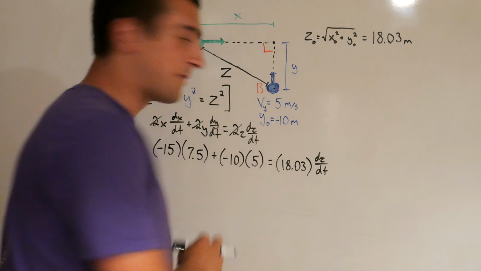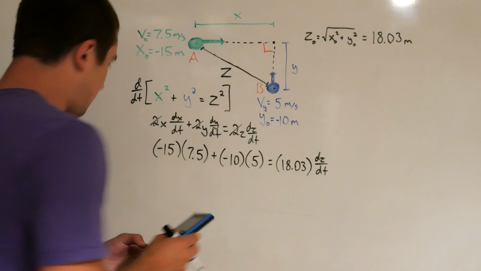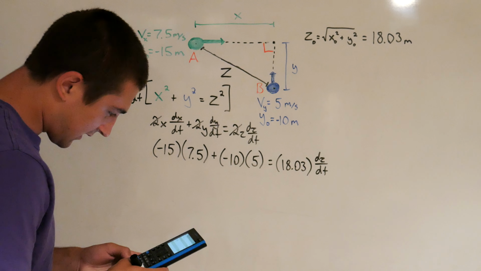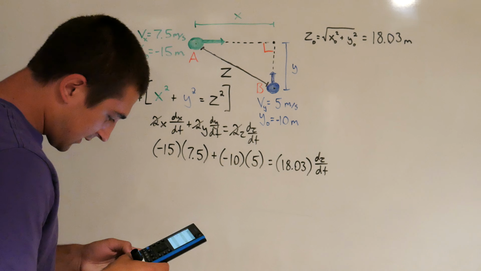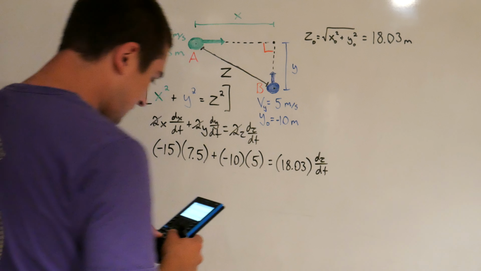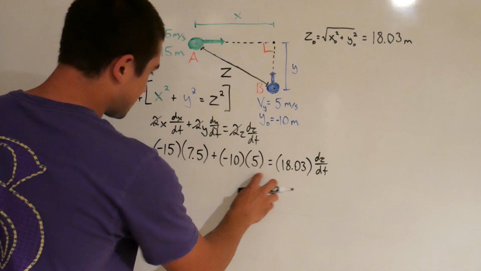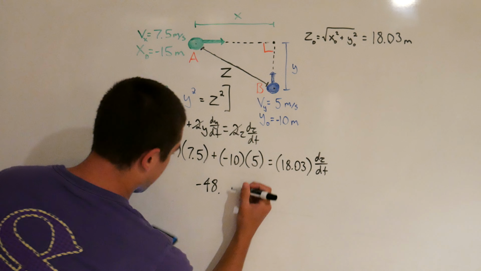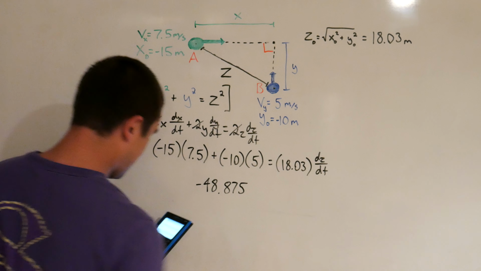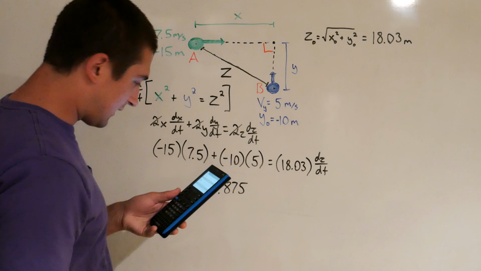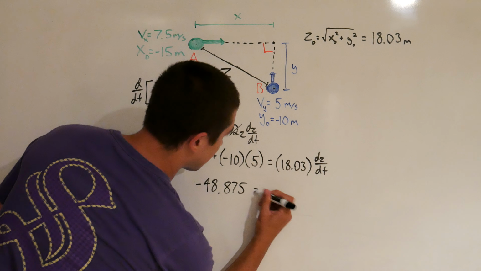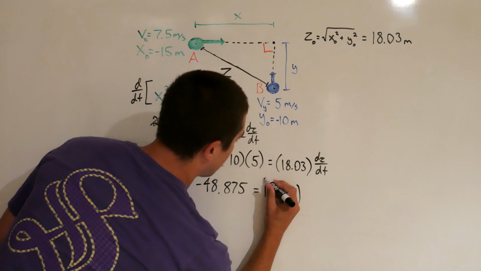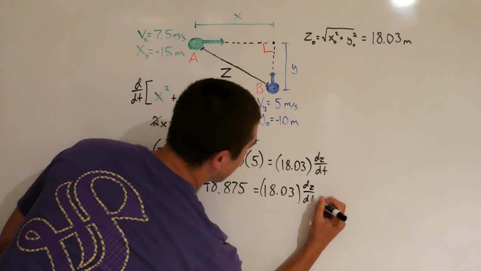Okay, so let me grab a calculator. Alright, minus 15 times 7.5 plus minus 10 times 5. This side here is minus 48.875. Yep. And that equals 18.03 all times dz/dt.